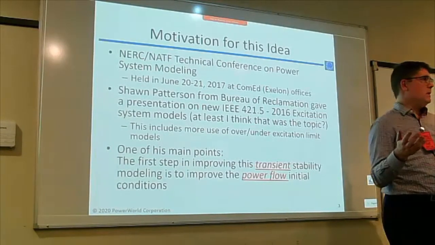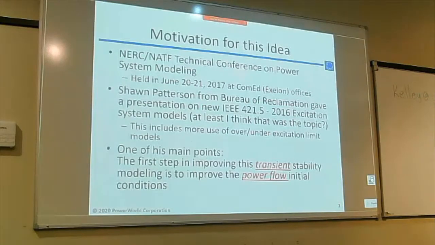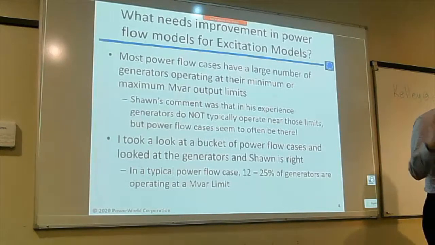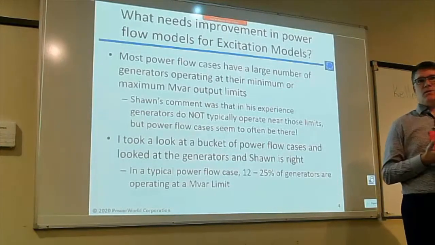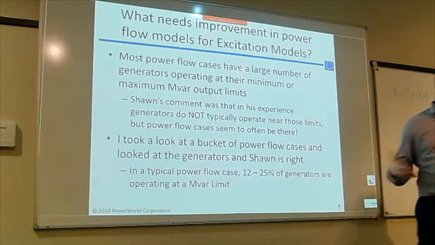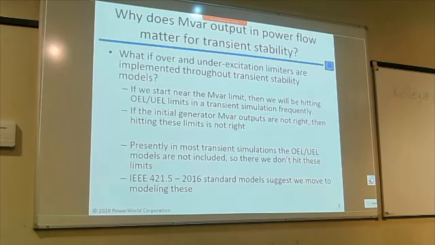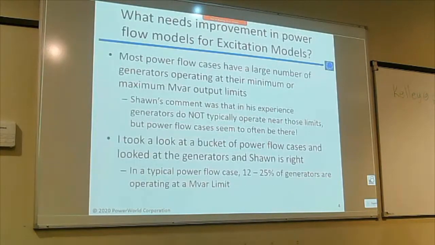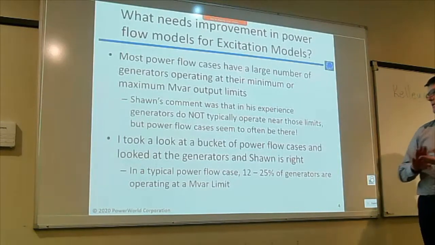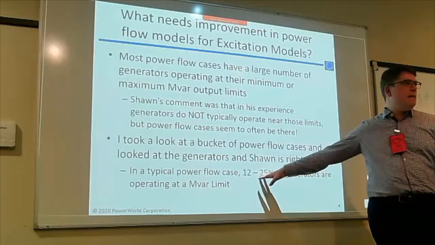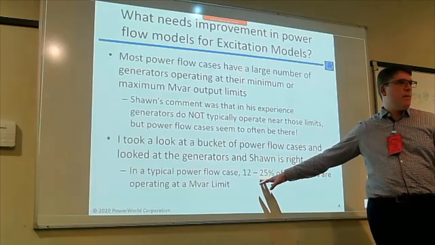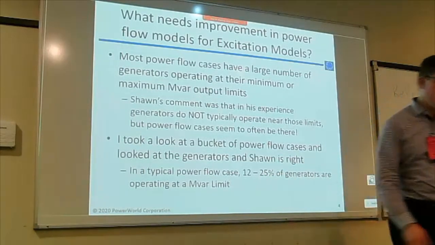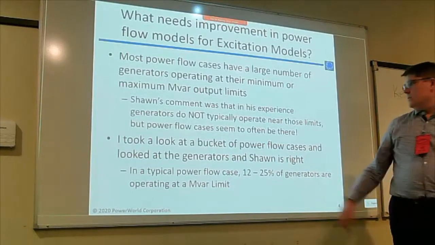Then I went home and I looked and I was like, oh my gosh, a lot of them are at their limits. The reason it matters is that if you start modeling over and under excitation limiters, and your initial condition is almost at the limit, you're going to be hitting these limiters as soon as you include them in transients. You've never done that because you weren't modeling them, so you didn't really notice. So the power flow is going to be an issue. I could just tell you guys to go fix your set points on voltages so they're not fighting each other, but you've got like 2,000 generators to tweak. So that got me thinking some more.